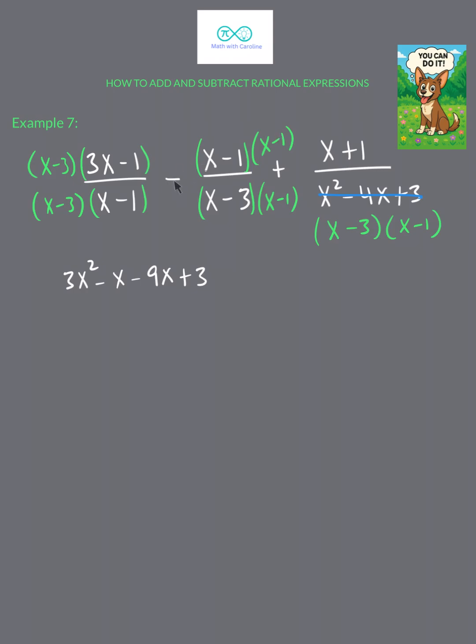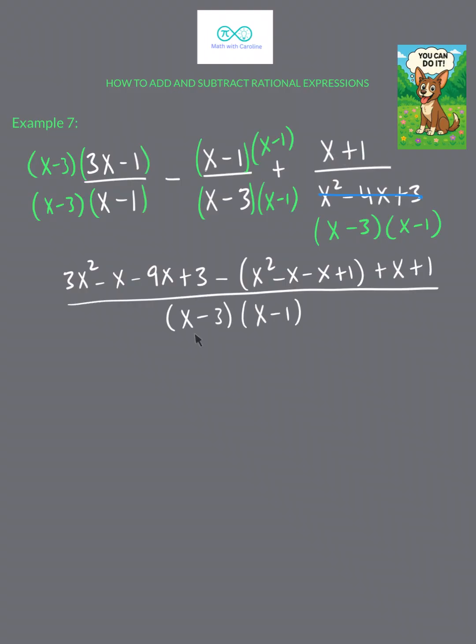But let's not do that quite yet. Let's just leave the minus here, and then let's just put parentheses, and we'll FOIL these, and then we'll distribute our minus in the next step. Go ahead and do that now. So we'll leave our minus, and we have our parentheses. We have x squared minus x plus 1. And since we have our plus here, and we don't have to multiply this numerator by anything, since we already had the 2 factors for our common denominator, then we can just put our plus x plus 1 there, all over our common denominator of x minus 3 times x minus 1.